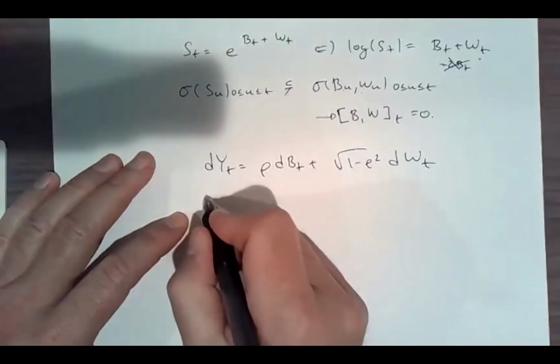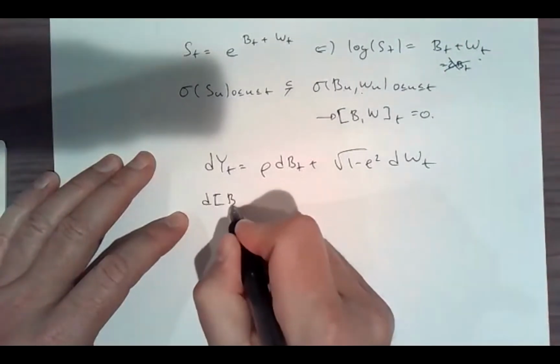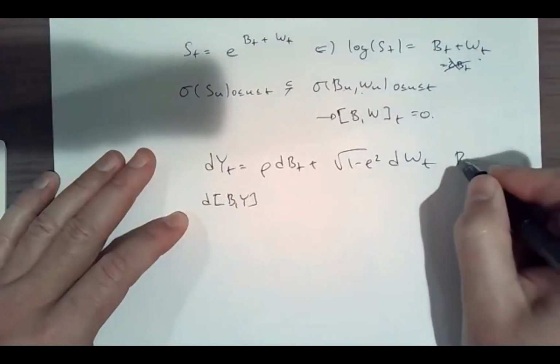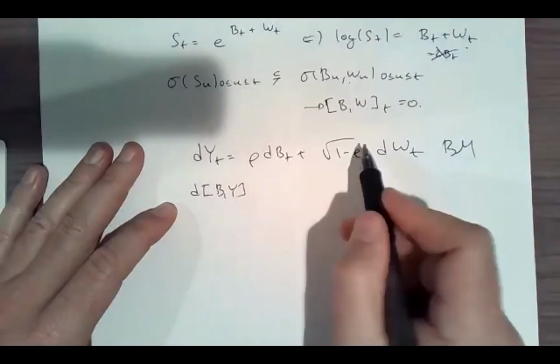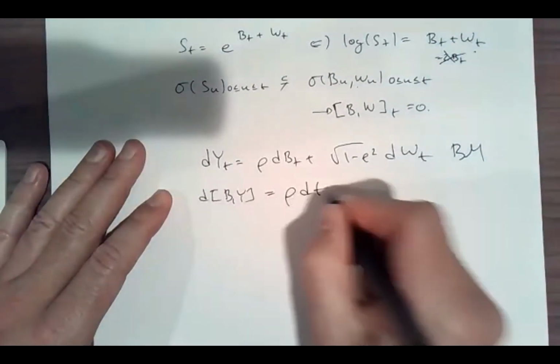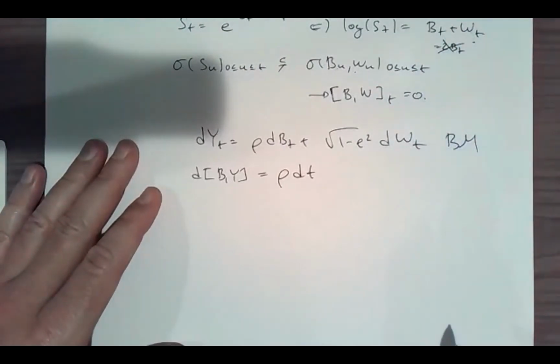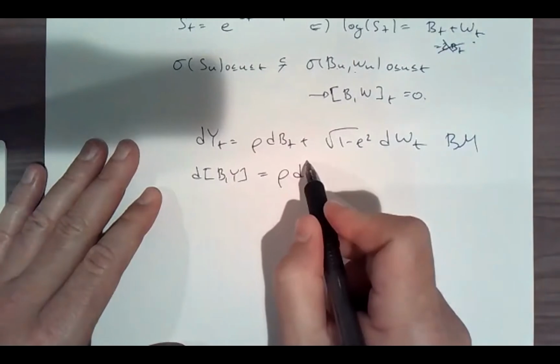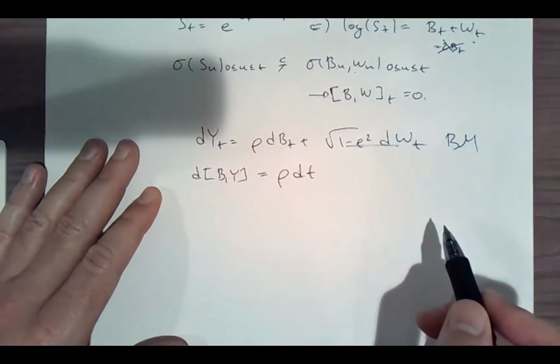And this is also a Brownian motion. If I look at the cross variation between B and Y, this here is a Brownian motion for any rho between 0 and 1. And if I look at the cross variation, I'm going to get exactly rho dt. And so when I move rho up to 1, this term here drops out.